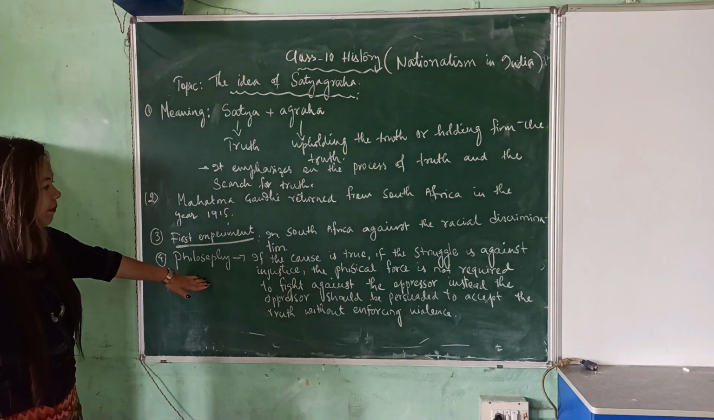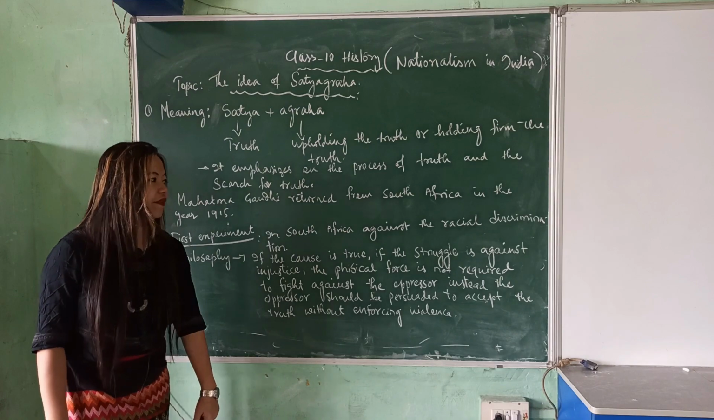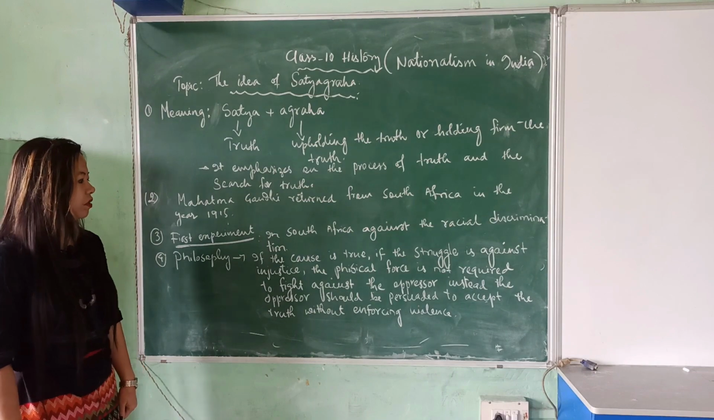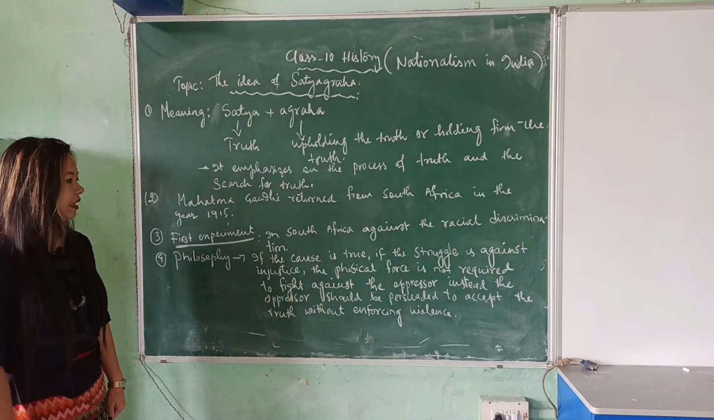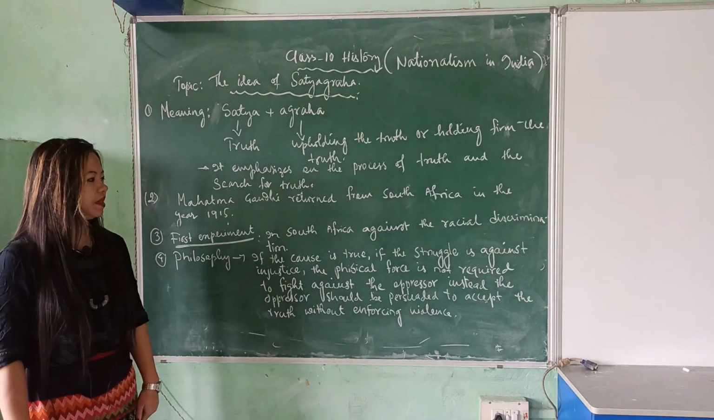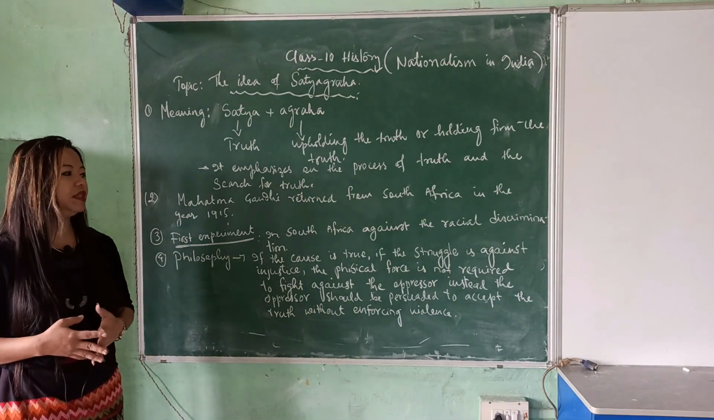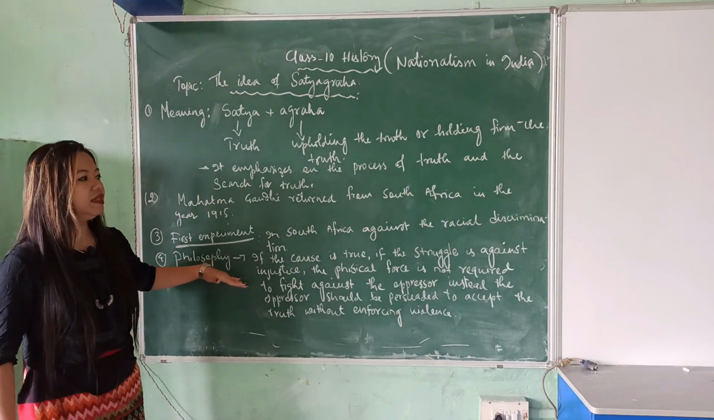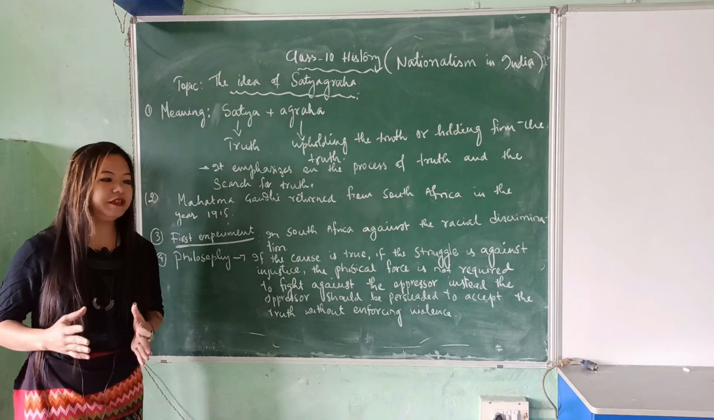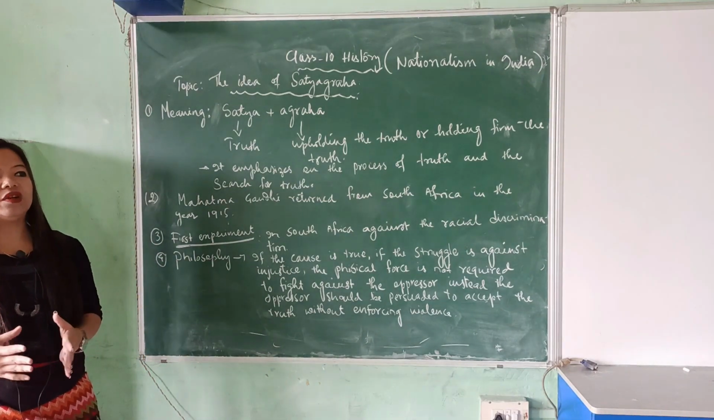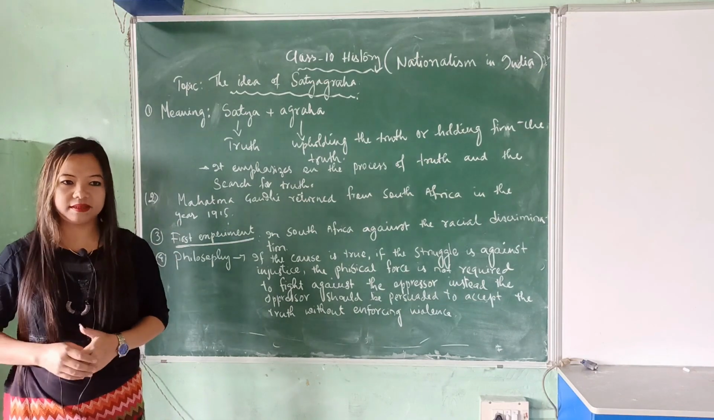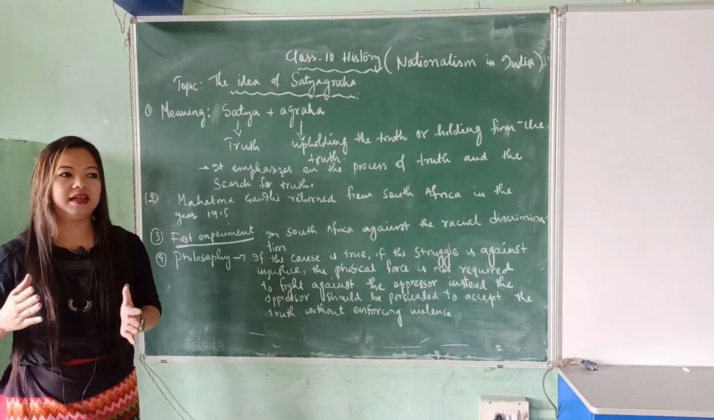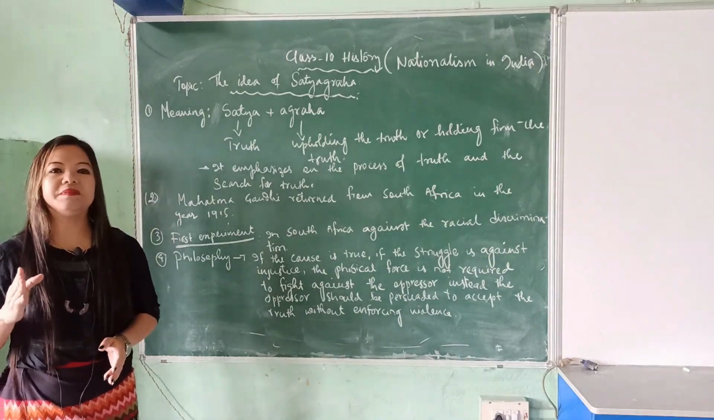According to Mahatma Gandhi, if the cause is true, if the struggle is against injustice, physical force is not required to fight against the oppressor. Instead, the oppressor should be persuaded to accept truth without enforcing violence. Here, what Mahatma Gandhi wanted to tell us is, if you want freedom, if you want to fight against the oppressor, you don't need to use violence. You can fight against the oppressor by making them realize that truth is very, very powerful.